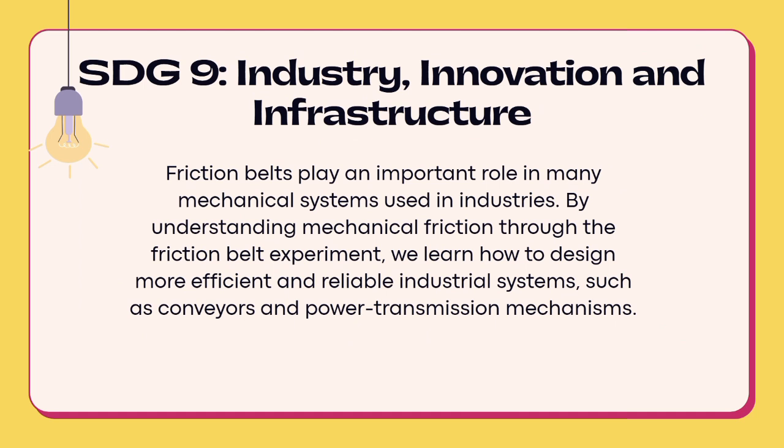The SDG related to this experiment is SDG 9, which is Industry, Innovation and Infrastructure. Friction belts play an important role in many mechanical systems used in industries. By understanding mechanical friction through the belt friction experiment, we learned how to design more efficient and reliable industrial systems, such as conveyors and power transmission mechanisms.